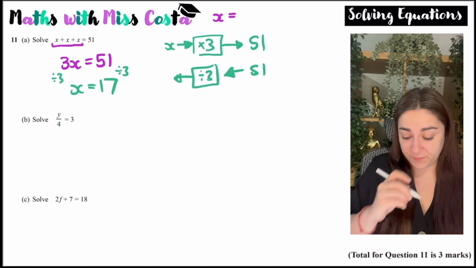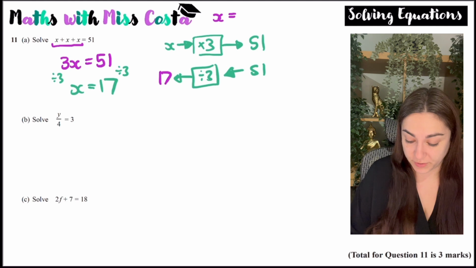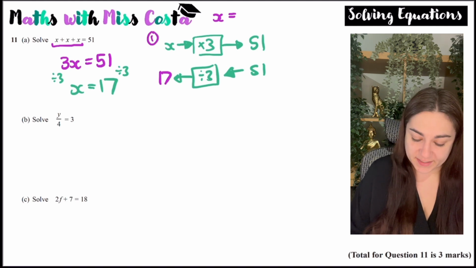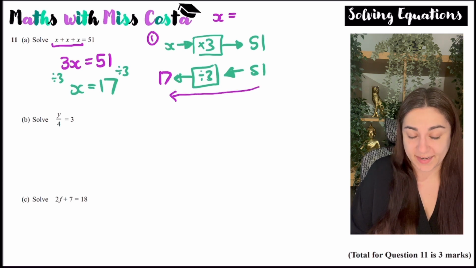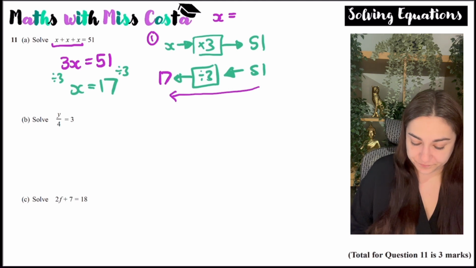So if you can see, what the function machine is doing is it's showing you what's happening with the algebra. The first part shows you what's happening, x is being times by 3, and then to figure out what x is doing, you do the reverse operation. And that's exactly what you do with the balancing method as well.